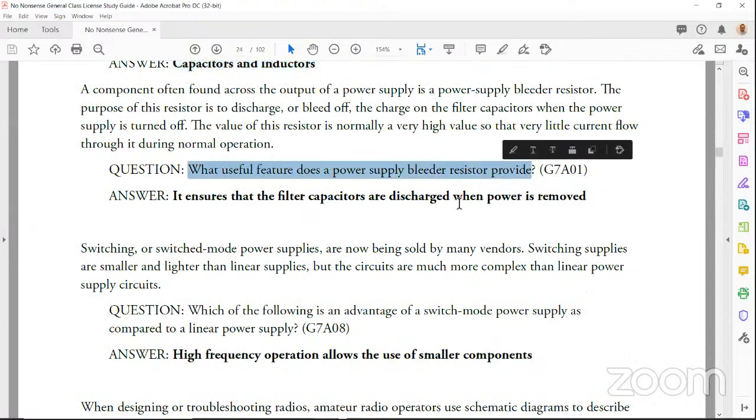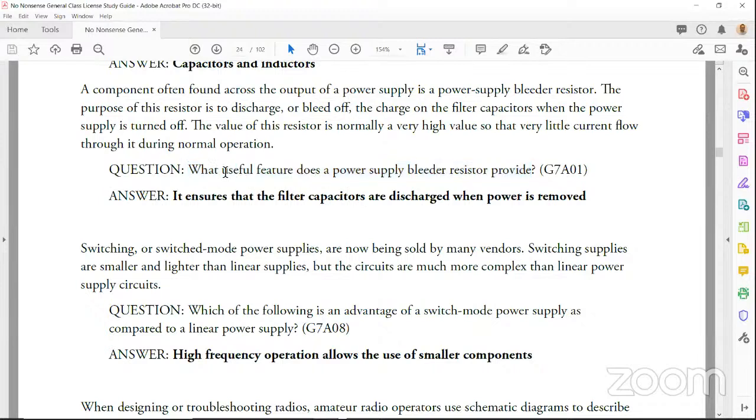Moving right along. What useful feature does a power supply bleeder resistor provide? So let's dissect this question. What useful feature, in other words, what purpose does a bleed resistor serve in a power supply? What's the purpose of a bleed resistor or bleeder resistor?